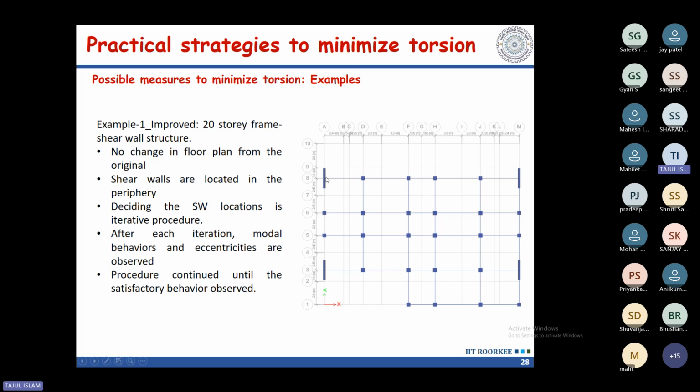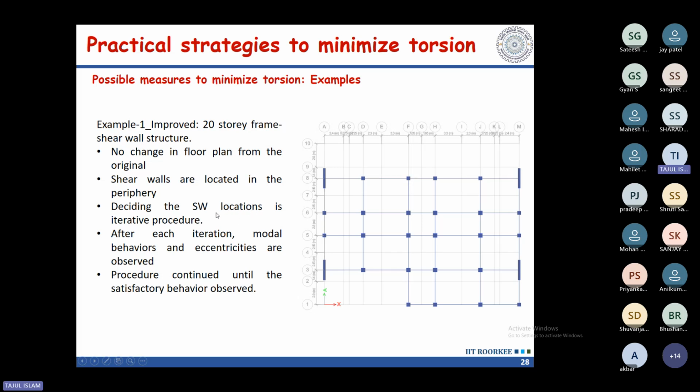So I changed the stiffness of my peripheral members, just the corner members. And actually, it was not a single iteration. I did some 3-4 times. After that, I reached this final configuration where the condition was satisfied. I didn't change any floor plan configuration. Then shear walls are located. Earlier it was a moment frame building, now I have introduced shear walls in some of the peripheral members.